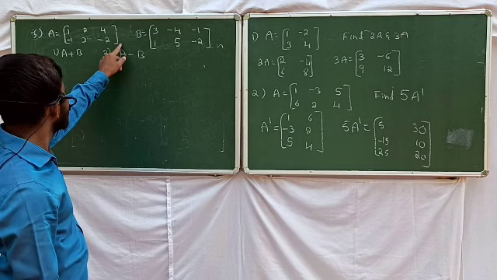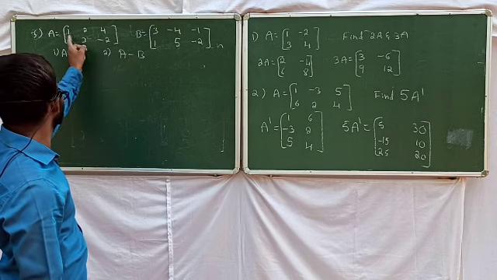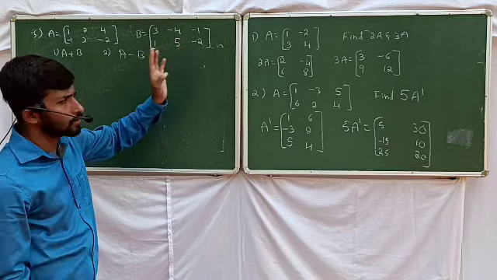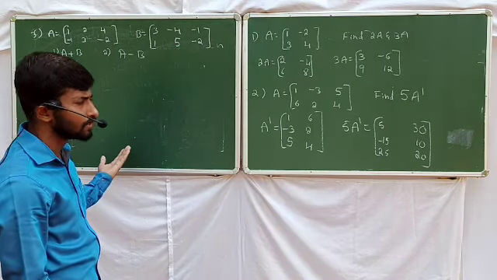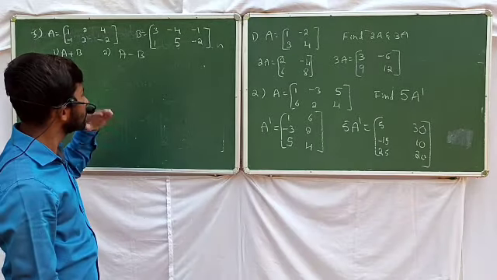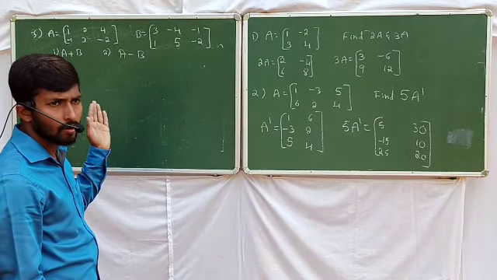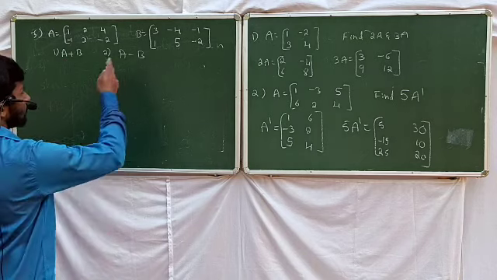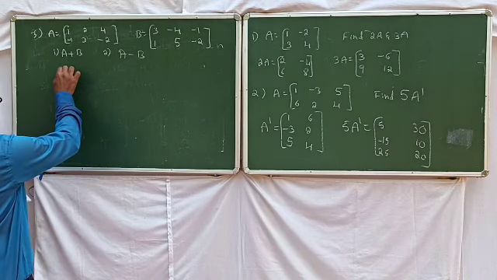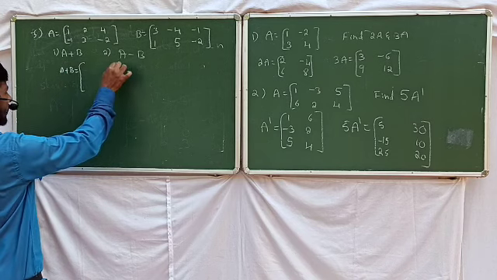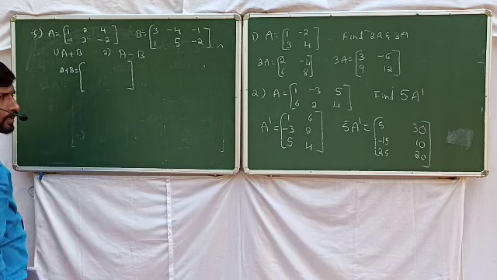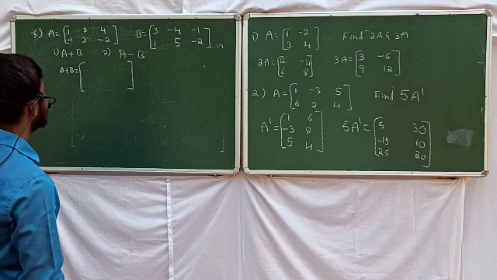Here see, the order is 2 by 3. Here also the order is 2 by 3. So matrix addition is possible. Okay, the condition is the same, right? The order of the matrices must be the same. Here the order is the same, so you can add or subtract the matrices. So first find A plus B. You know, addition of matrices is nothing but adding corresponding elements of the given matrices A and B.